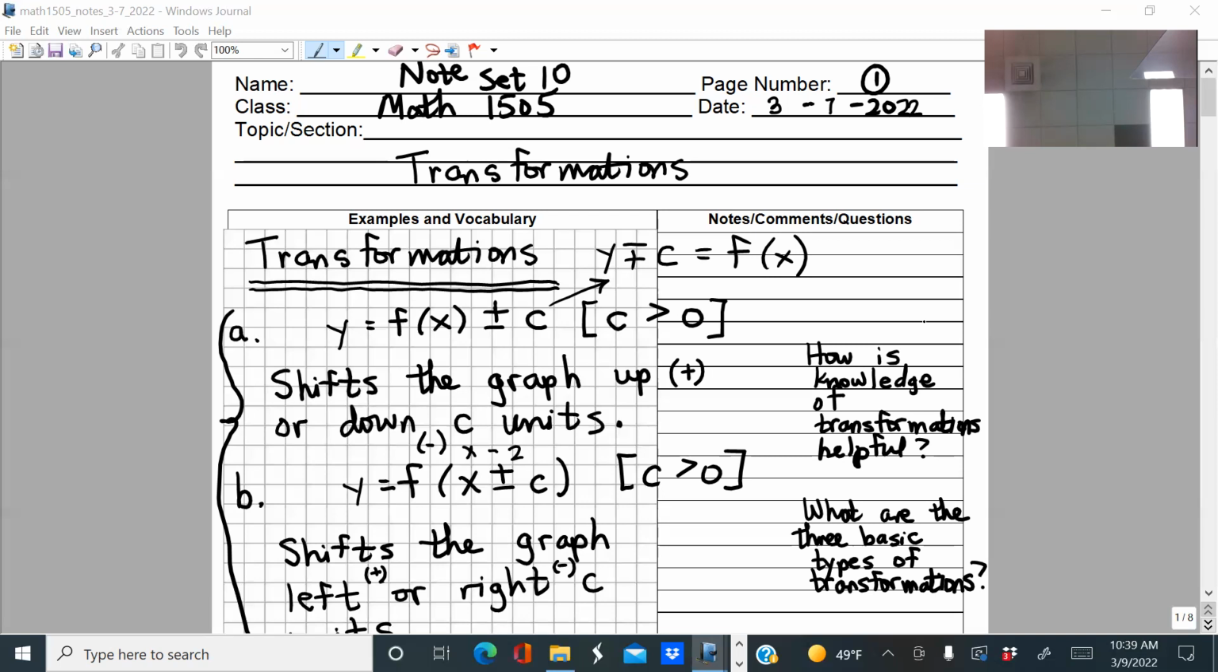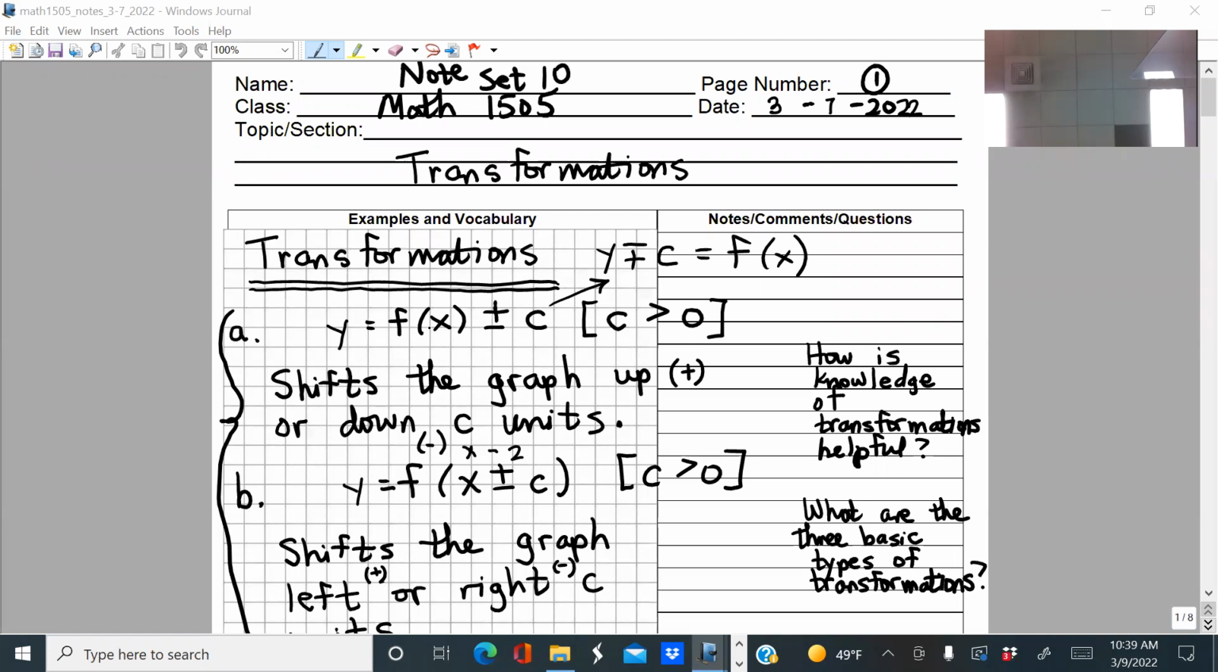All right, so I'm not particularly fond of the way the book presents transformations, so I'm going to elaborate on the way the book is going to present it. By the way, the answer to this question in the margin here, how is knowledge of transformations helpful, is what I just said. It's going to help us in understanding what the graph of a particular curve should look like before we construct the graph.